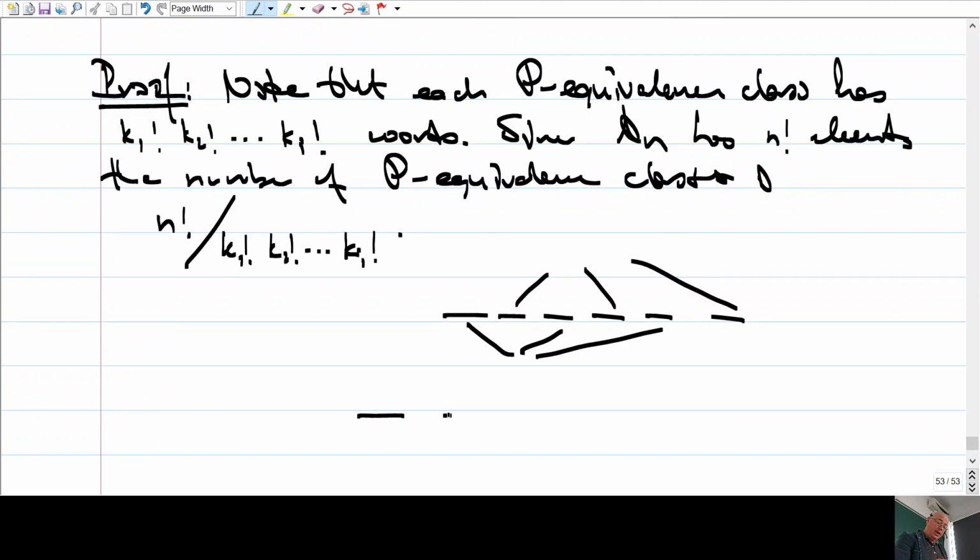I may have another word of, let's say, length 6 again, and this time the first 3 letters are from C1, the last 3 letters from C2, but it doesn't matter. Again, the number of elements in the equivalence class of this word will be 3 factorial times 3 factorial. So it doesn't matter how these letters are distributed in the word. The number of elements in each equivalence class is always 3 factorial times 3 factorial. Okay?